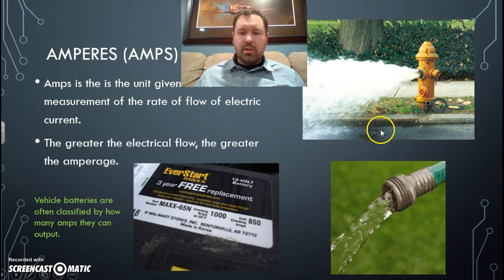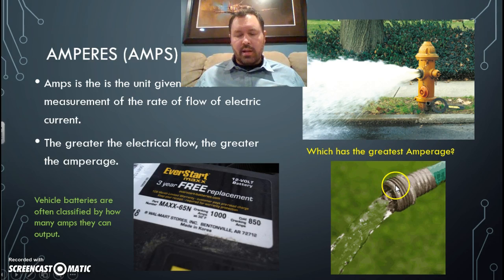Well, let's look at this real quick. I think there's a question that goes along with this. Which of these has the greatest amperage? This is not a trick question.